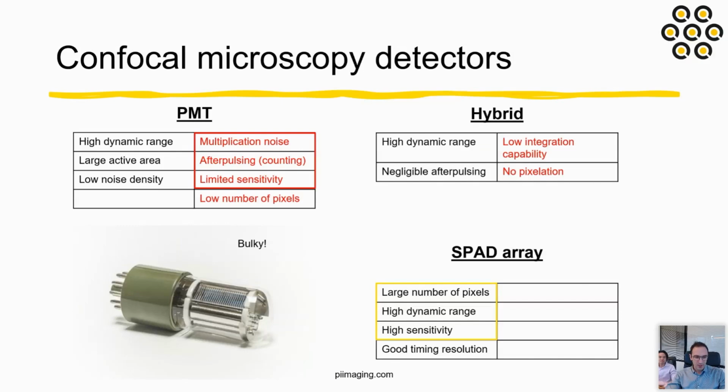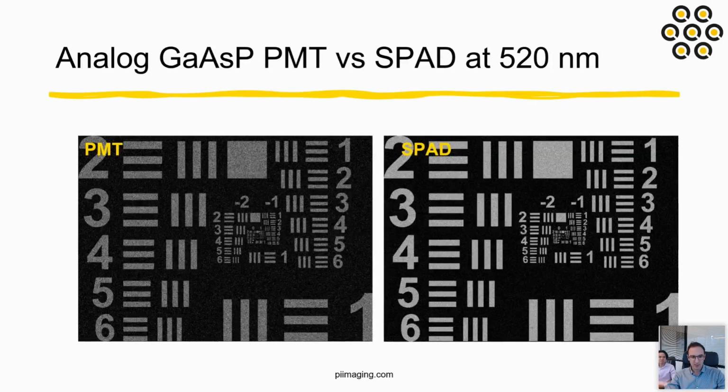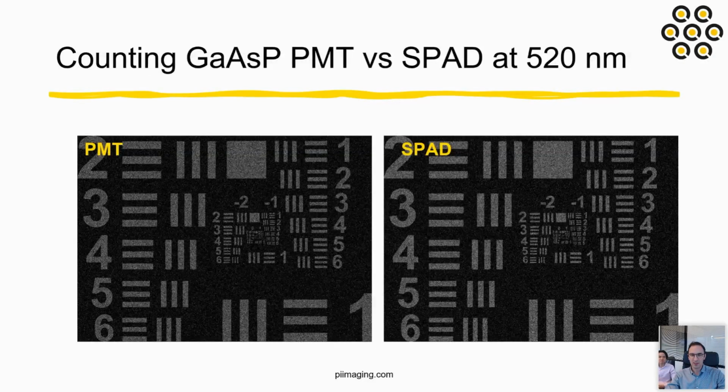If we delve into the SNR comparison, I would like to start with comparing analog PMTs with SPAD arrays. On this slide, I'm showing you the comparison of an analog GaAs PMT, where the illumination was 520 nanometers, with an average impinging signal of 10 photons. On the following slide, I'm showing you the comparison at 50 photons, and now I'm switching to a counting GaAs PMT.